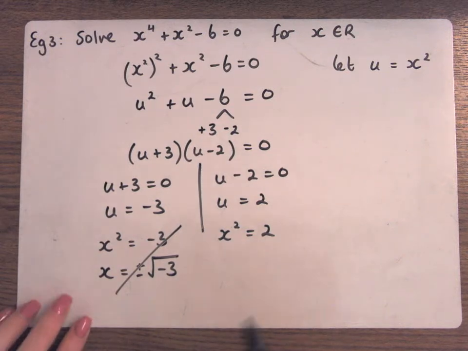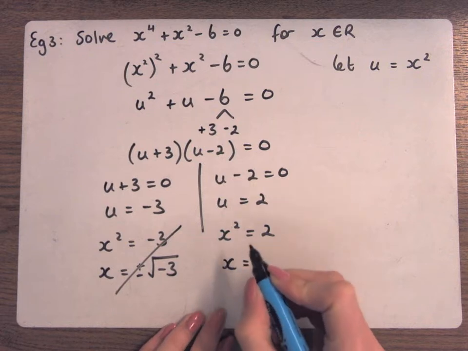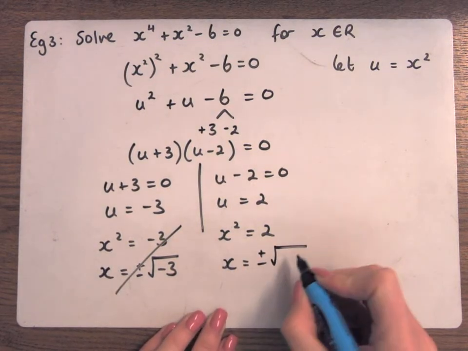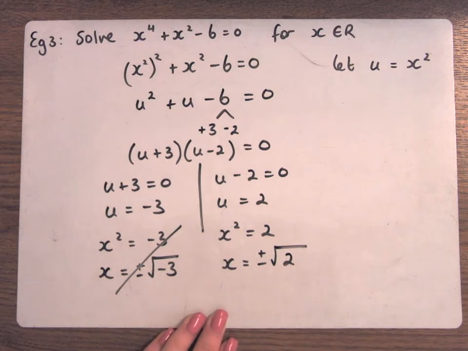And over here, x squared is 2. So my answer for x could be plus or minus the square root of 2. Okay?